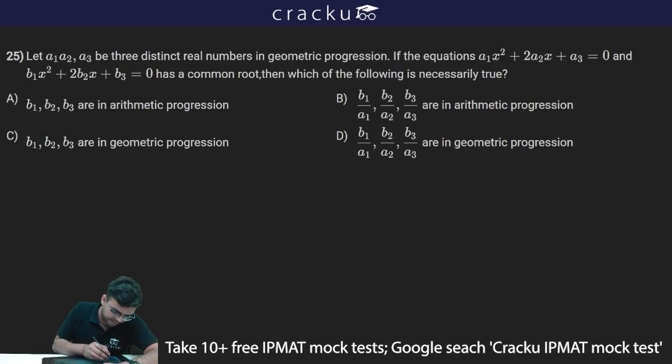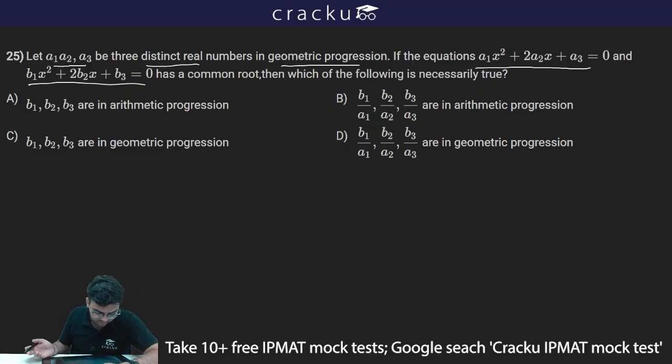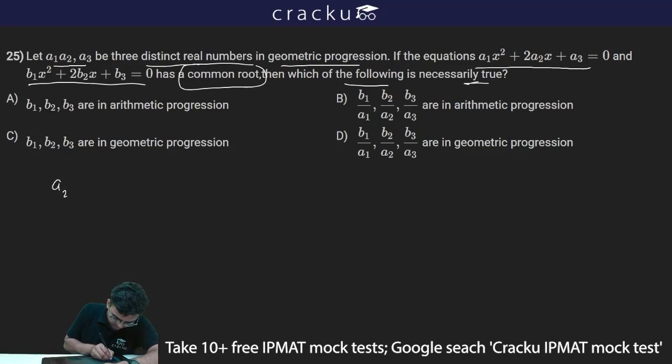The next question says: let a1, a2, a3 be three distinct real numbers in geometric progression. If the equations a1 x square plus 2a2x plus a3 is equal to 0 and b1 x square plus 2b2x plus b3 is equal to 0 have a common root, then which of the following is necessarily true? So if a1, a2 and a3 are in geometric progression, I can say a2 will be equal to a1 into r and a3 will be equal to a1 into r square.